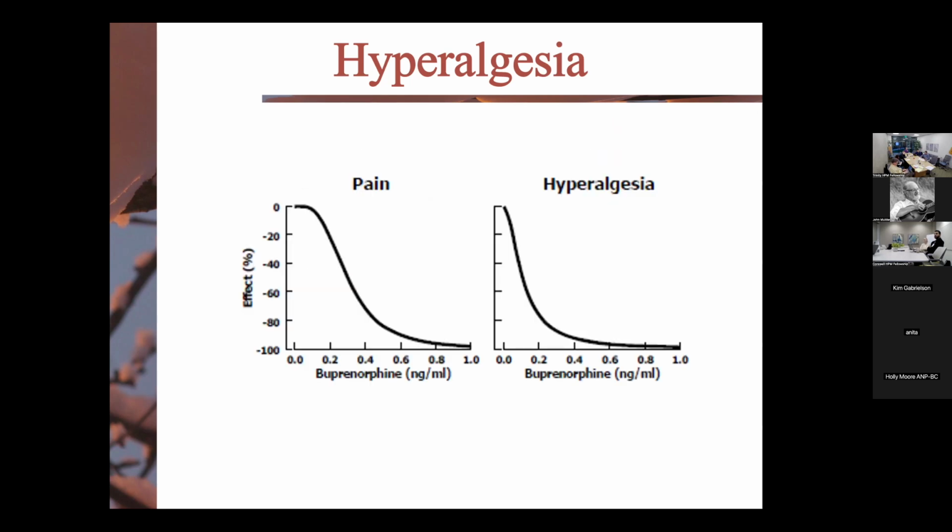So when we look at these curves here, this is just to emphasize again, I just took a line at 50%, and you can see that the blood concentration to get 50% pain relief is at about 0.3, where the blood concentration to get a hyperalgesic response is at about 0.1. So it's a steeper curve to get that hyperalgesia under control compared to that pain.